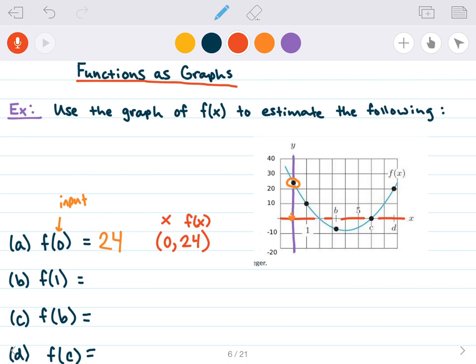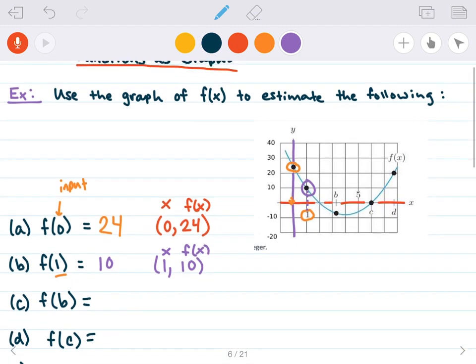All right, what is f of 1? So this time, again, we're given our input is 1, and that's on the horizontal. So we look for this. Our input is 1. What is our corresponding output on the curve? Well, that is going to be right here, right? And that looks like it's right at 10. So our output is 10. If we wanted to write this as an ordered pair, we would say x is 1, f of x is 10. Just like that.